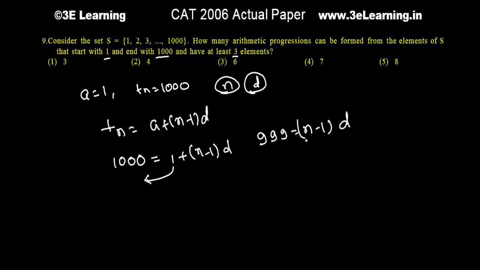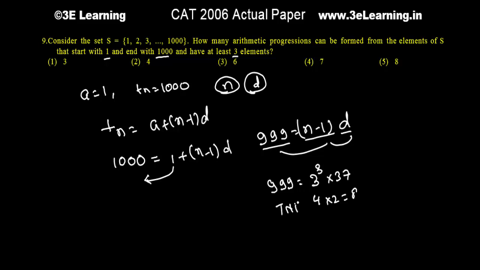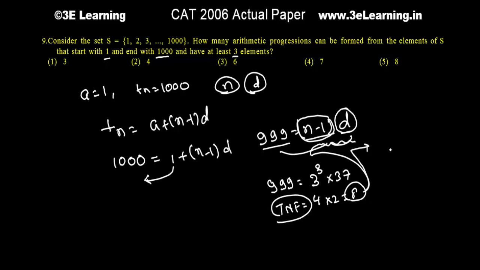So we can say n-1 should be a factor of 999, and d should also be a factor of 999. And what is 999? If we factorize 999, we get 3 cube into 37. We increase the powers, 3 becomes 4 and 1 becomes 2, so 4 into 2 is 8, the total number of factors of 999. So we could have 8 values here. What does it mean? If we have 8 factors, this could take any value among the 8, and this could take any value among the 8. So we can say we have 8 ordered pairs.